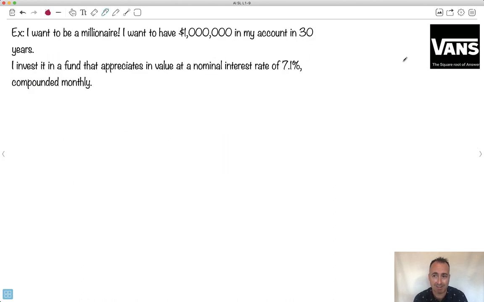By the way, this makes me laugh. Square root of answer instead of bands. Every time I see someone in bands, I think, hey, square root of answer.